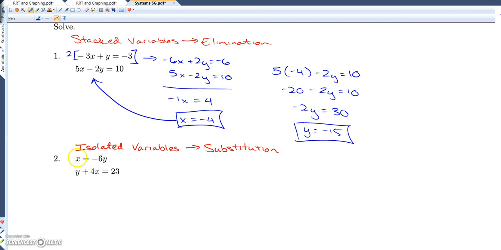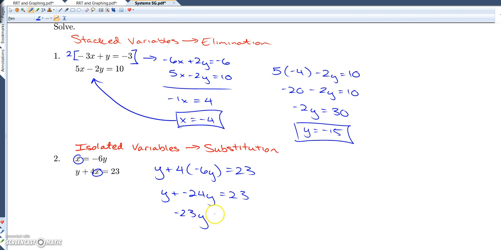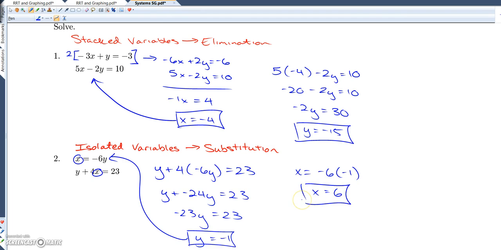Now I see an x here and an x there. I'm just going to trade them out. y plus 4 times negative 6y equals 23. Multiply. Combine like terms. Divide it away. And now I just have to plug it in. I'm going to plug it in right here because that seems pretty easy. x equals negative 6 times negative 1. x is 6. Like I said, it just now hit 4 minutes and 45 seconds on my clock.